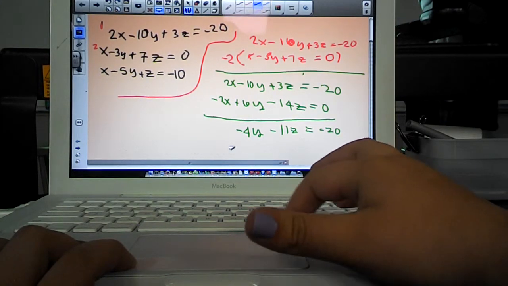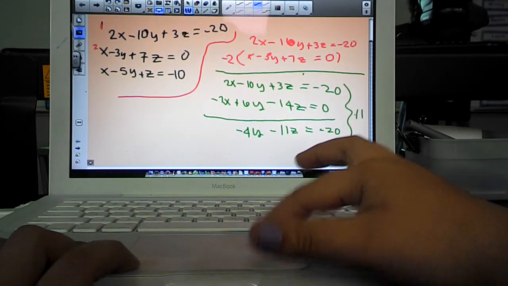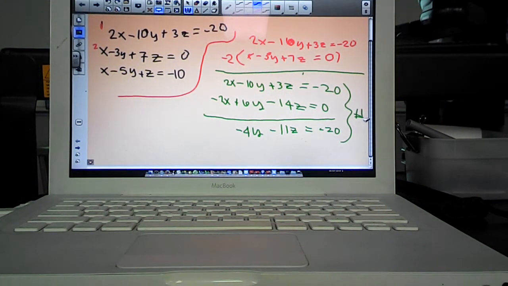So this is new equation number 1. Right there. Okay.